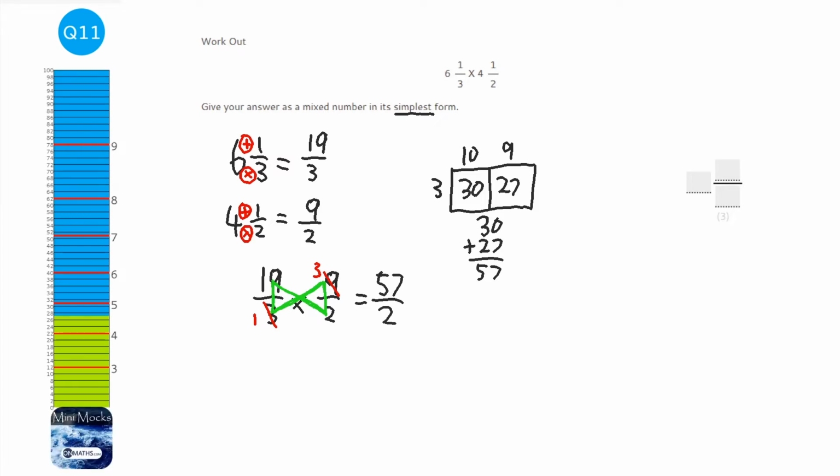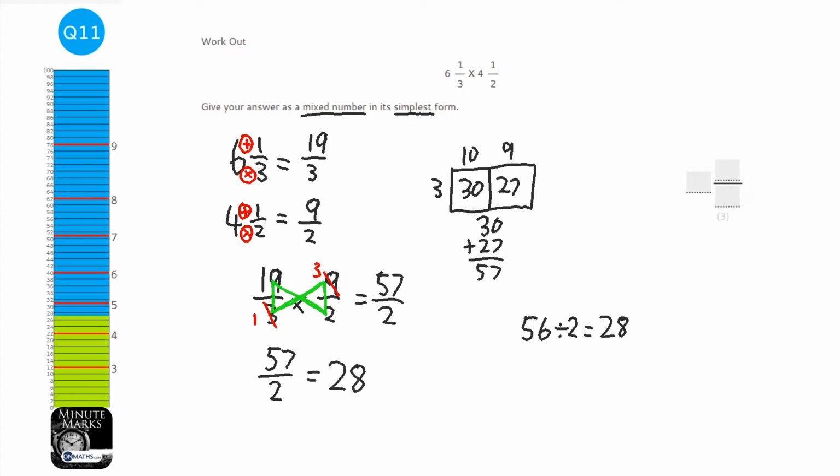Now it says that it wants it as a mixed number, so we need to do that now. So 57 over 2, we need to make that a mixed number. So we've got to work out how many 2's there are in 57. Well, I know that 56 divided by 2 is going to be 28. So there's 28 whole ones and 1 remainder. So what you do is you work out how many 2's there are in 57, which is 28, and then any leftover, any remainders at the top, just create the fraction. So the answer is 28 and a half.